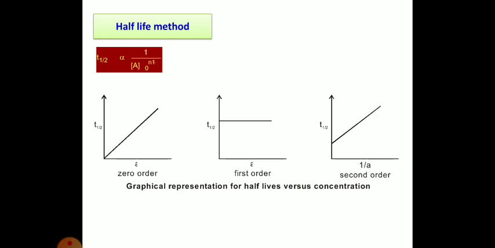For zero order, the nature of the graph will be a straight line passing through the origin. You will get a positive slope here. But for the first order, you will notice that t 1/2 plotted versus its concentration gives a constant graph. And if you look at the third graph for the second order, you will get some intercept on the y axis, and also a positive slope. So this is the half-life method.